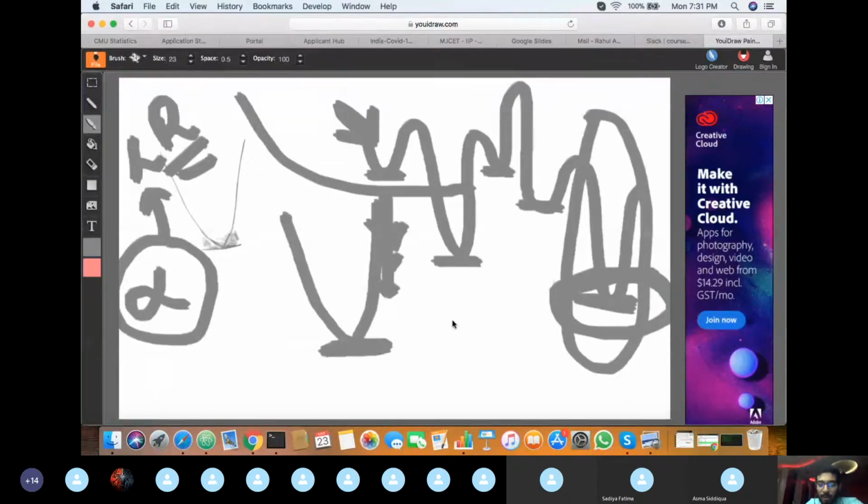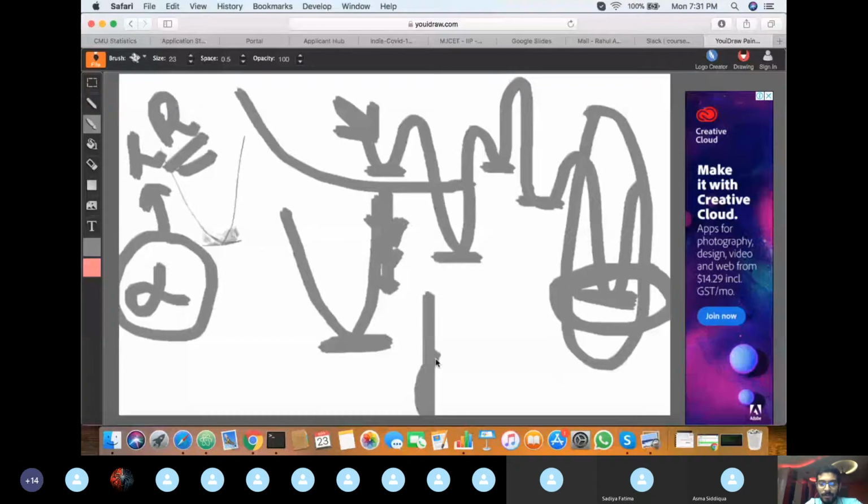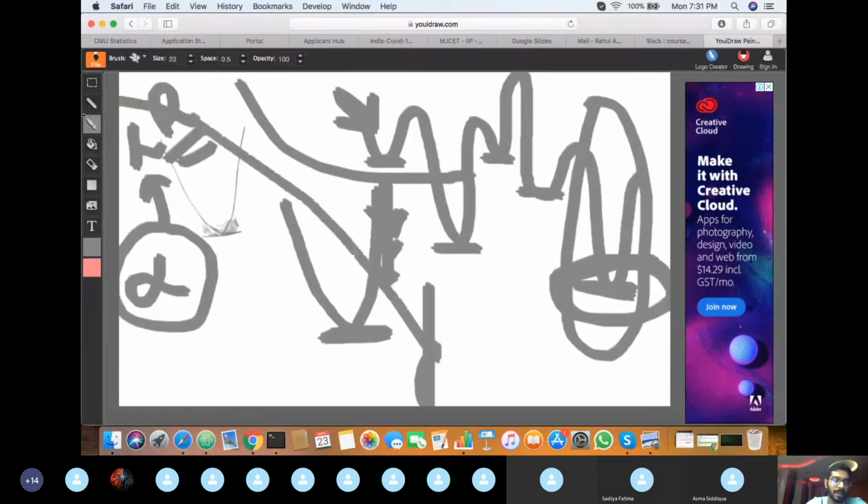Okay, so essentially what happens is that, as I said, your main aim is to reduce the error. Okay, so let's assume this is a graph. Sorry, 1 second.